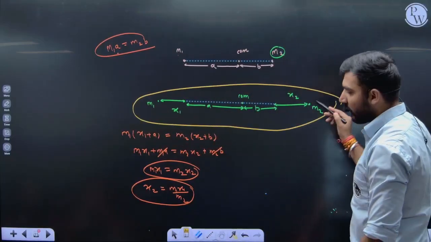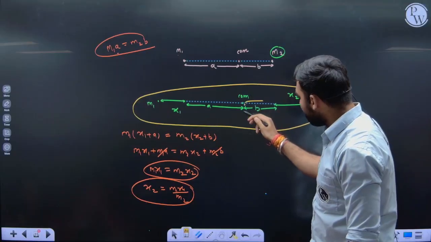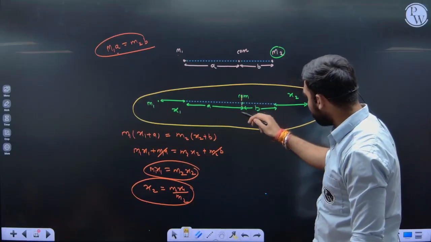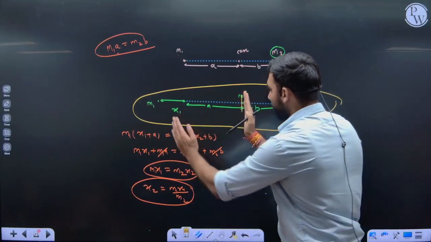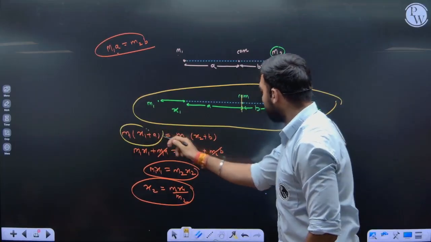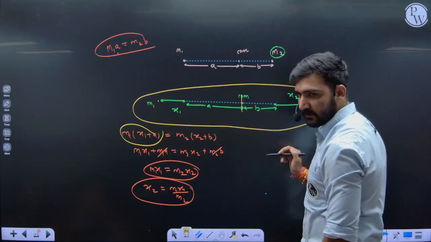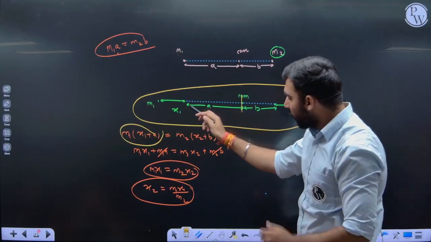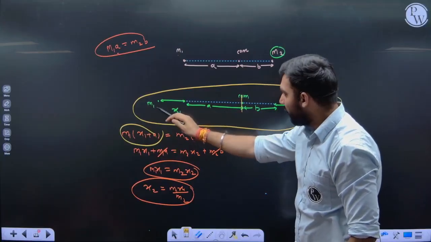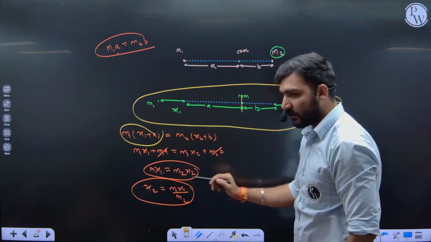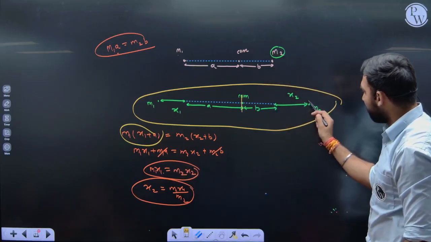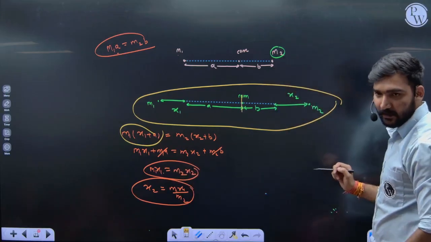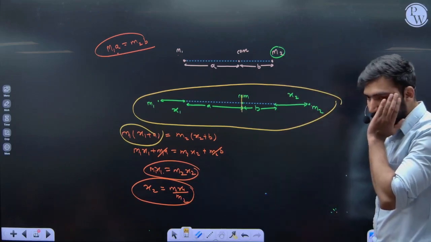In this diagram, what can you say? Center of mass is here. So you will say m1 into that much distance is equal to m2 into that much distance. Correct or not? In other words, another equation you can write: how much you displace this m1 mass, m1 into x1. Same way, m2 displaced by x2. So you can directly calculate x2 is equal to this.